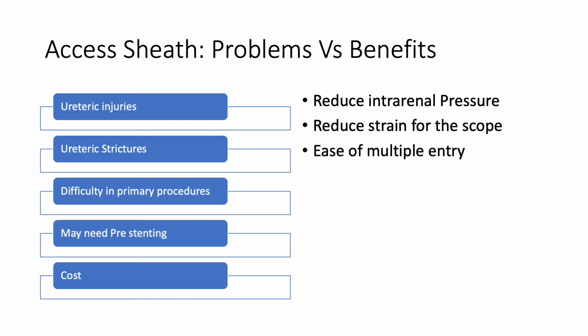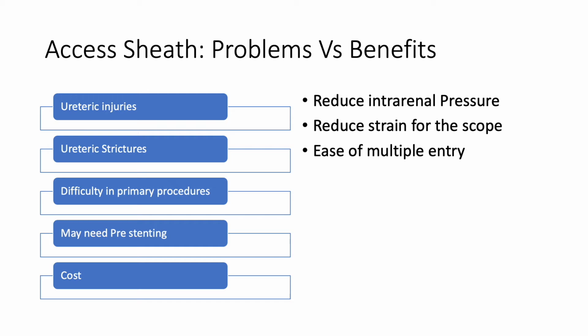Access sheaths are an indispensable part of standard flexible ureteroscopy. There are many benefits for its use. Introduction of flexible scopes into and out of the kidney becomes easier. They provide easy drainage of irrigants out of the kidney. And access sheaths help to maintain the intrarenal pressure within the permissible limits, which helps in reducing the incidence of postoperative sepsis. These are the main reasons why we love to use access sheaths during a flexible ureteroscopy.